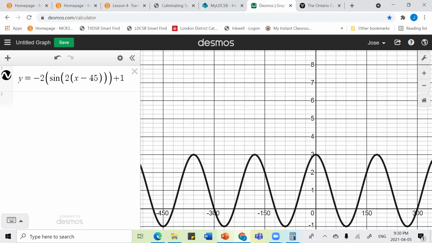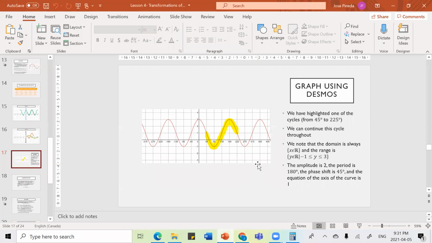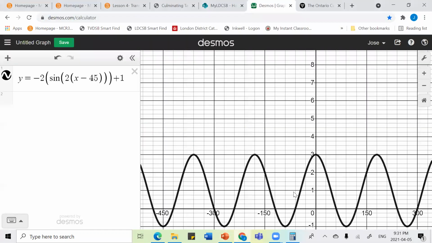No limit to it. What do we notice about the y coordinates? The range. Well, for the range, for the y-axis, we do notice that it is restricted. It goes from -1 to +3. So notice that -1 is actually the new minimum value.